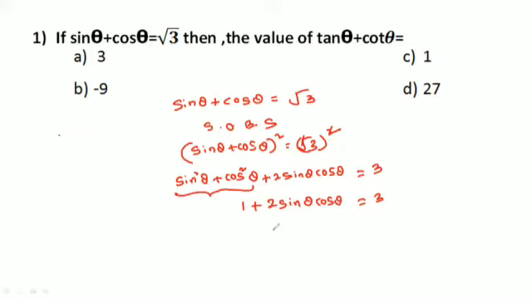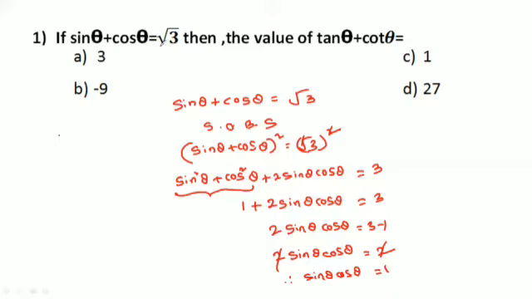Then what do you get, children, here? 2 sine theta cos theta is equal to 3 minus 1, which is equal to 2. And 2 get cancelled. So finally, children, sine theta into cos theta is equal to 1. So after simplifying this equation we got sine theta into cos theta is equal to 1. Then, children, we need to find the value of tan theta plus cot theta.